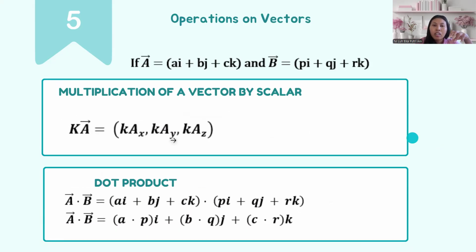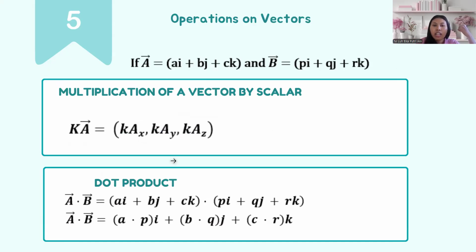Okay, next we have multiplication of a vector by a scalar. Multiplying a vector A by a scalar k scales its magnitude. So k times vector A is equal to k times A sub x, the x component of vector A, comma k times A sub y, comma k times A sub z.